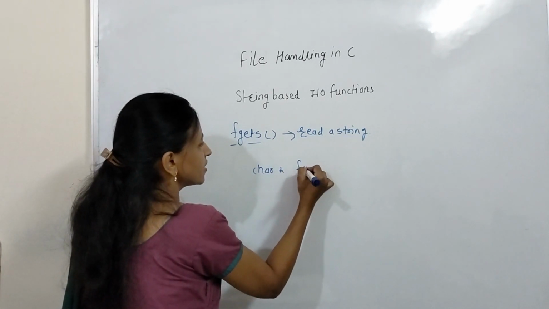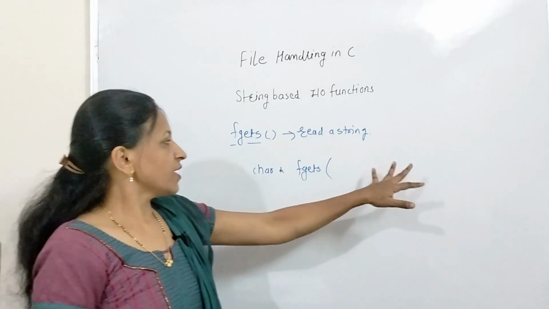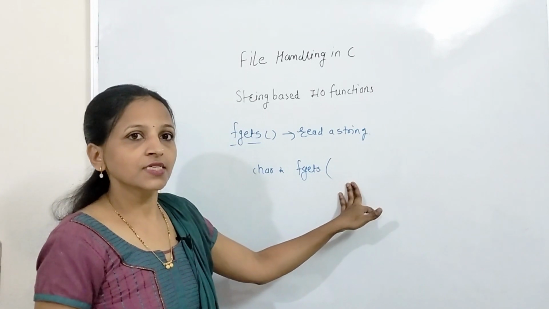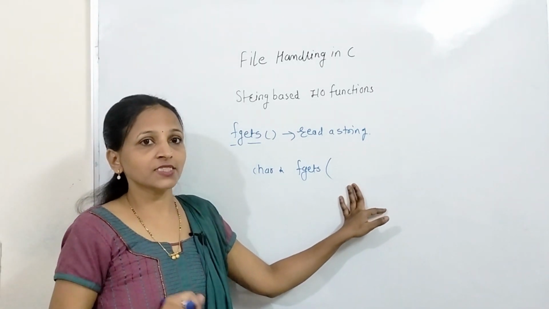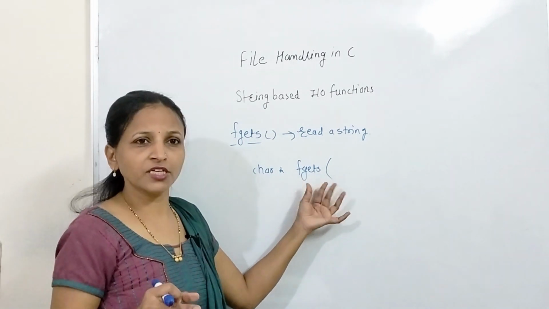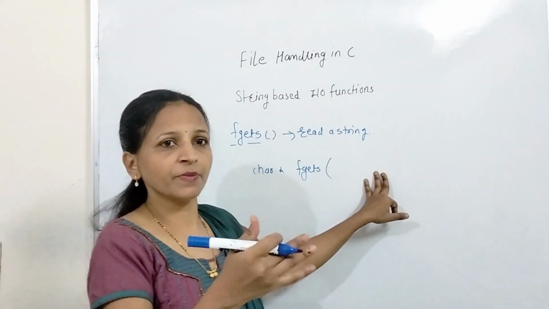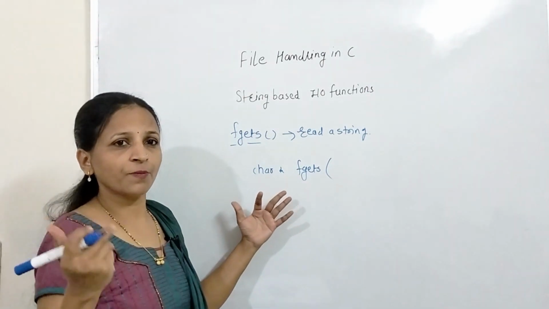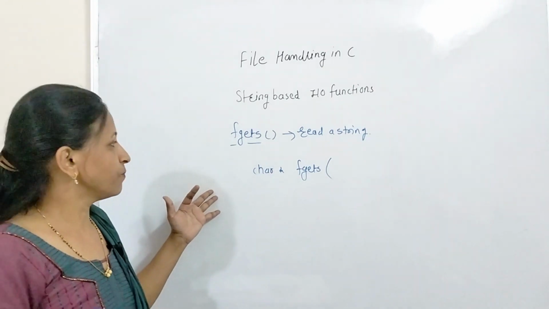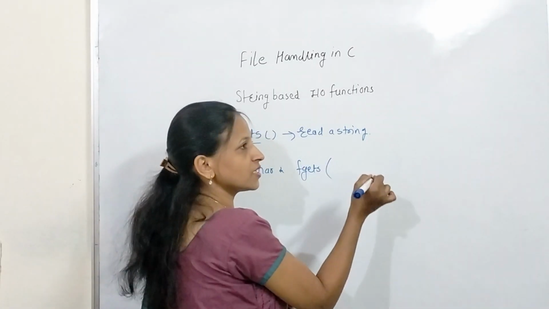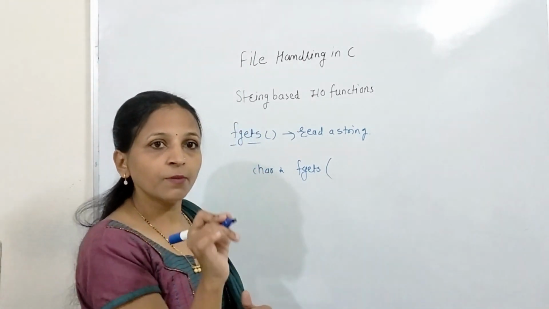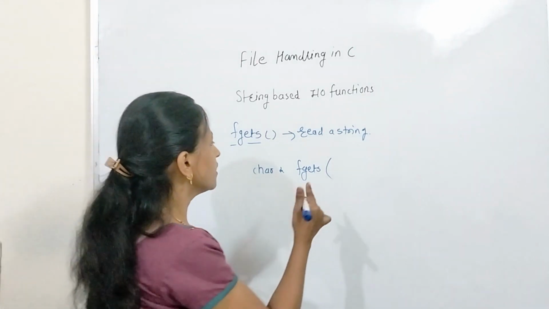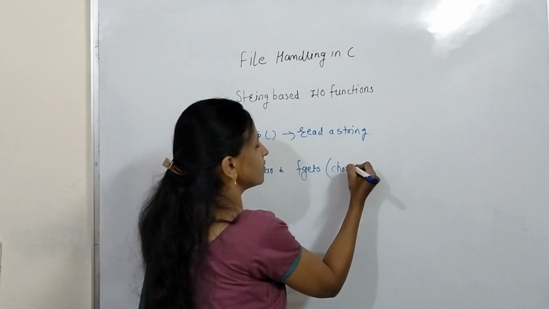Again, the name is fgets. Here there are three arguments we have to pass to this function. The first argument is where you want to store that string after reading, meaning it will do both. It will store whatever string is read from that file inside this first argument. Again, it will return the same string. Now the first argument is nothing but a string variable where you are going to store that string after reading. Here the first is char star.